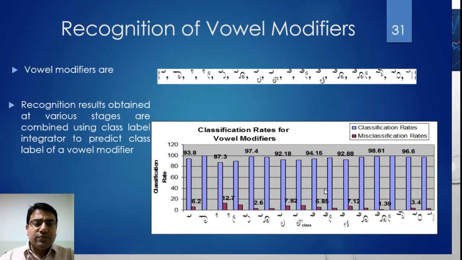Now this is the classification rate which is achieved using the artificial neural network and the class label integrator. You can see a classification rate of 93.8 percent on 10-fold cross validation is achieved, and the highest is around 98.61 for this particular vowel modifier.